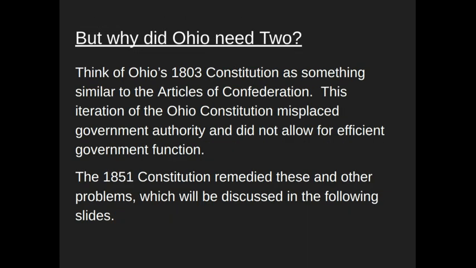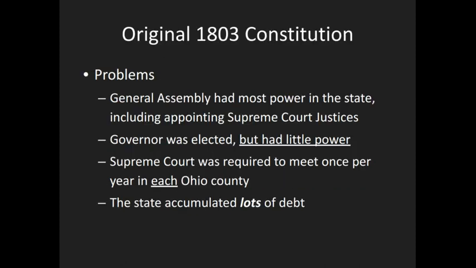So why did Ohio need two? If we're thinking about the 1803 Constitution, we can most closely compare it to the Articles of Confederation. It misplaced government authority just like the Articles and didn't allow for efficient government function. The 1851 Constitution fixed those problems, and that's what we're going to talk about here. So what were the problems with the 1803 Constitution?